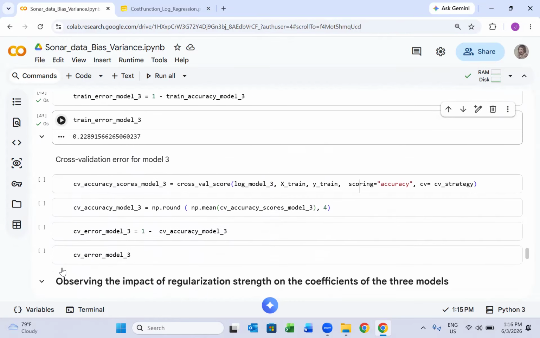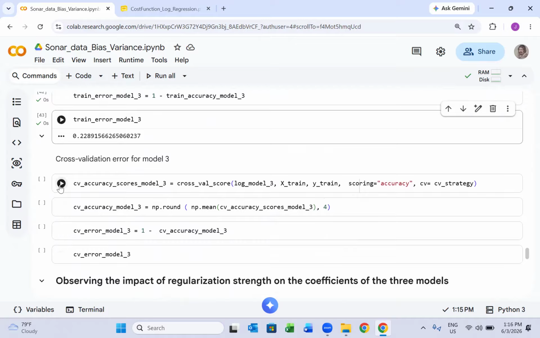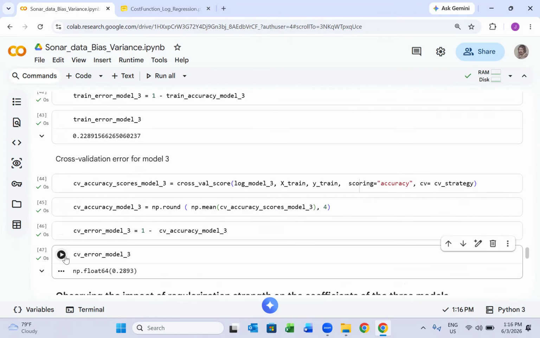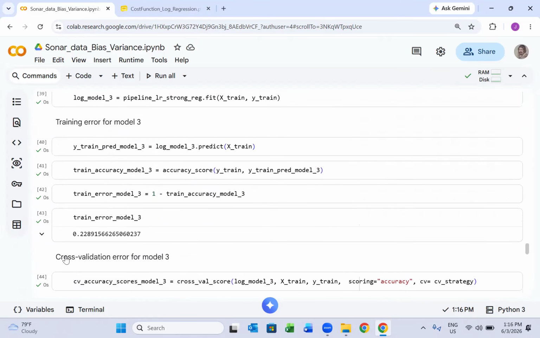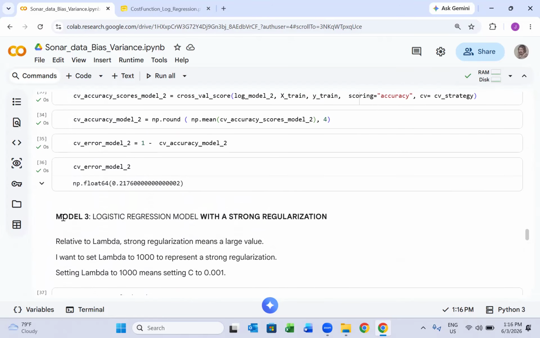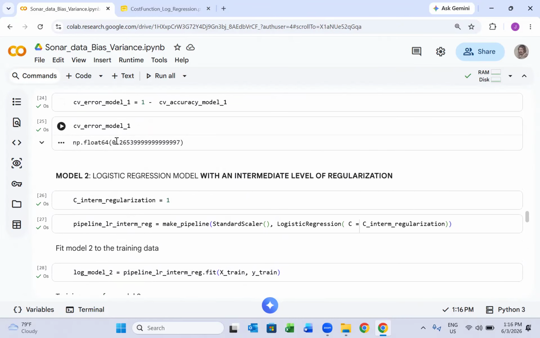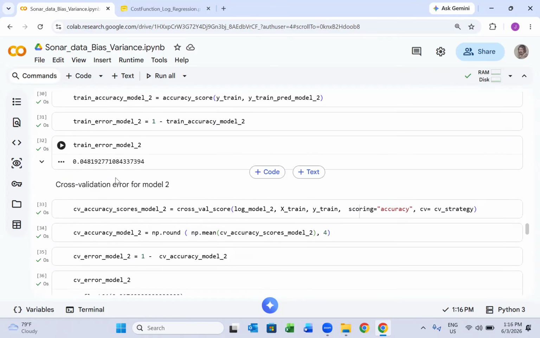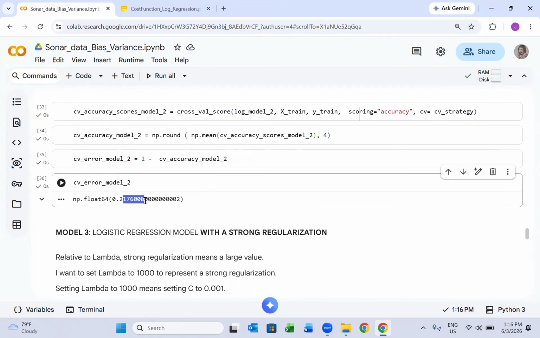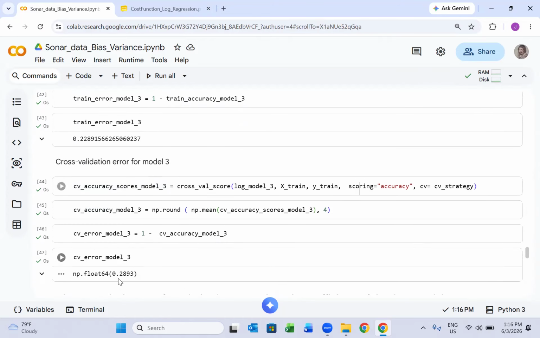How about cross-validated error for model number 3? Same thing, same procedure. And then we get a 0.28 cross-validated error. Okay, so even higher than the cross-validated error that we got for model number 2 and model number 1. All right. So 0.26 for model number 1, 0.21 for model number 2, and now for model number 3, the cross-validated error is 0.2893. So model number 3 is giving us the highest error for both training data and cross-validated error.